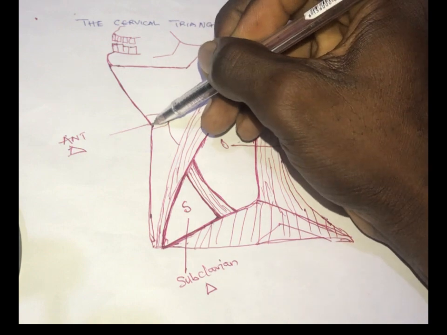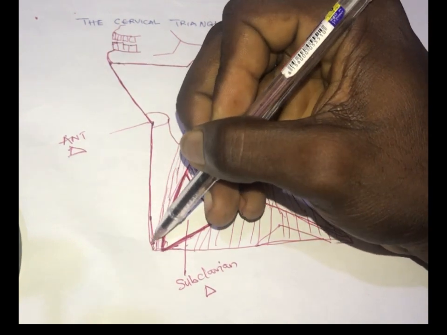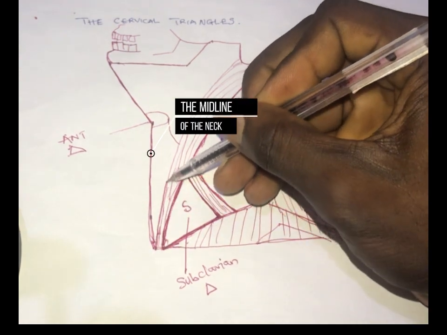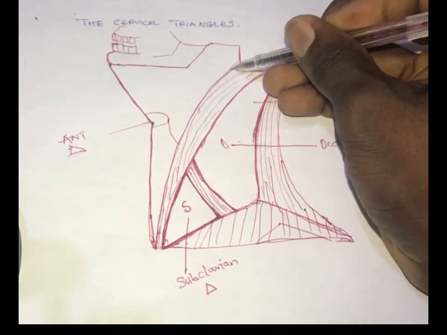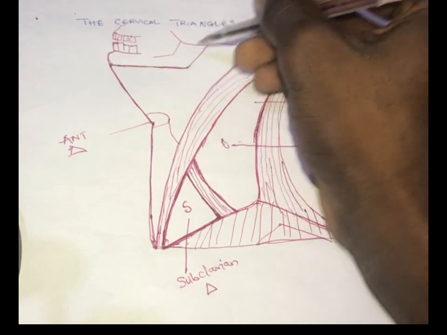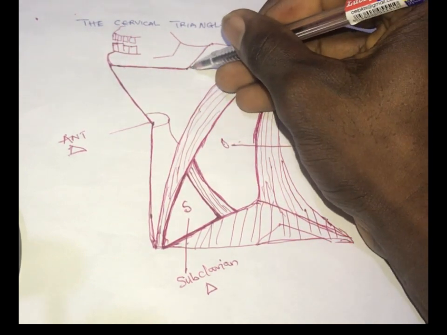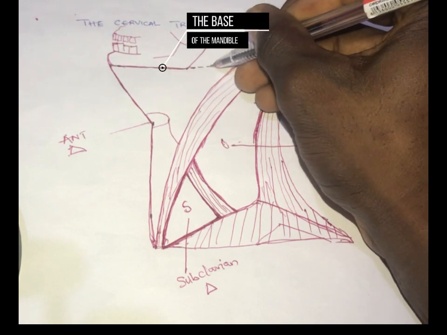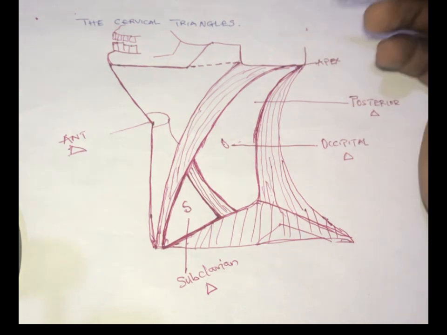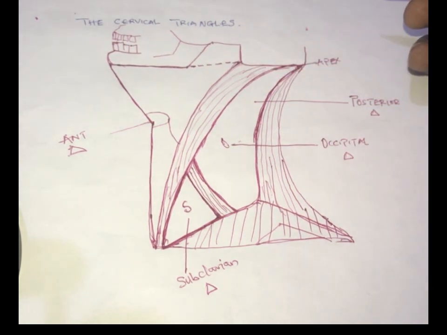Then we have the anterior triangle, which is bounded anteriorly by the midline of the neck. It is bounded posteriorly by the anterior border of the sternocleidomastoid muscle. The base of the triangle is formed by the lower border of the mandible and the line drawn from the angle of the mandible to the mastoid process. It is an invisible line drawn from the angle of the mandible to the mastoid process.